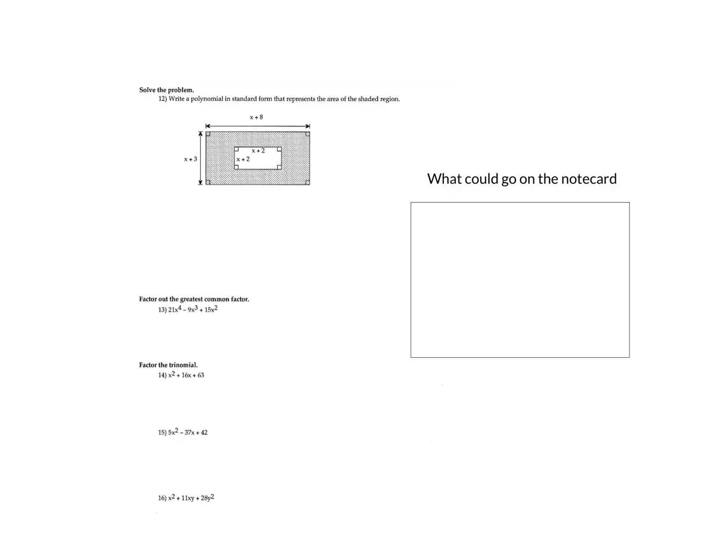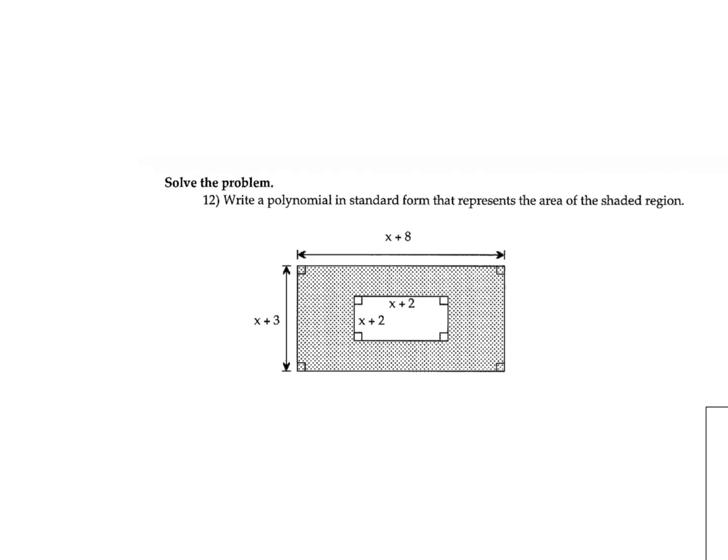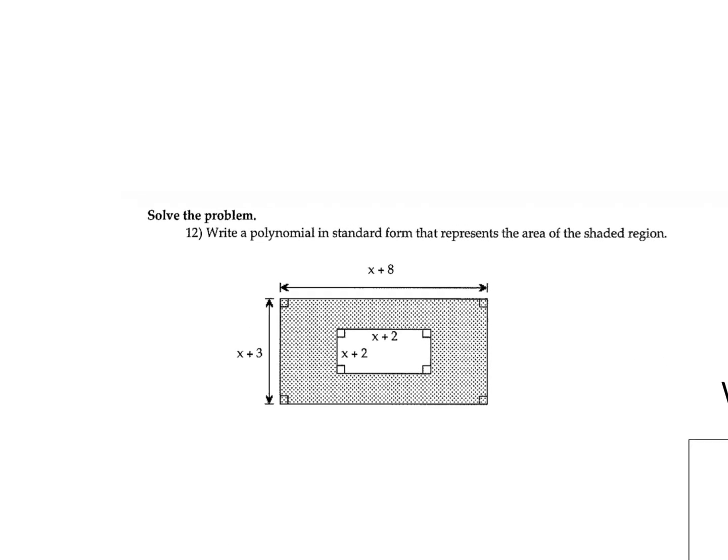Okay, let's see. Write a polynomial in standard form that represents the area of the shaded region. Okay, so this is sort of like a donut shaped situation. We want the area of the darkened region. Whenever you have a donut type of area problem, very often it's going to be a matter of just taking the area of the larger thing and subtracting the area of the smaller thing.